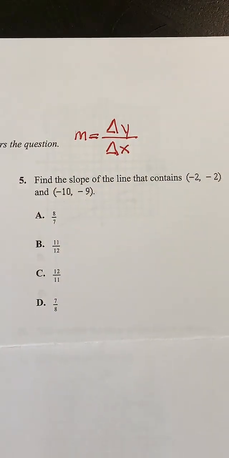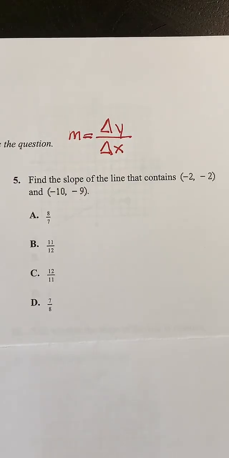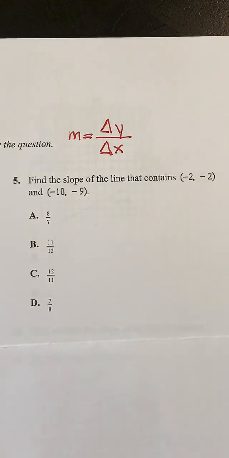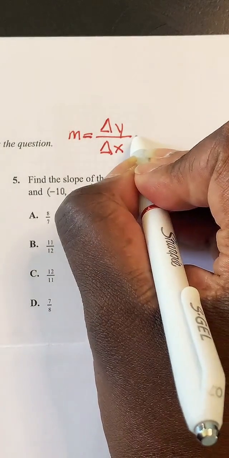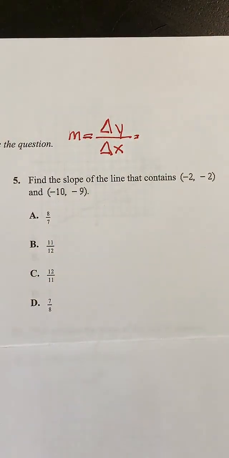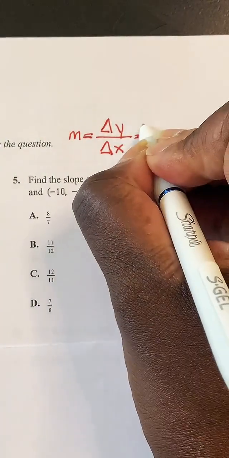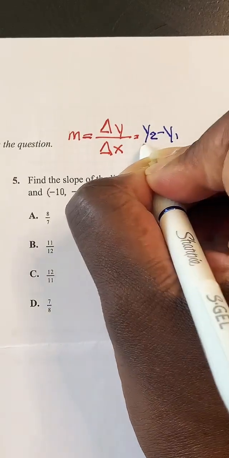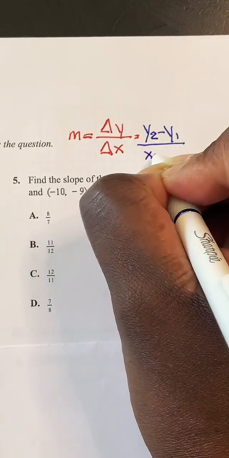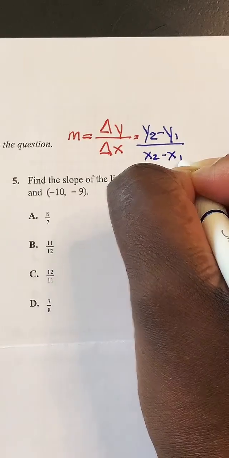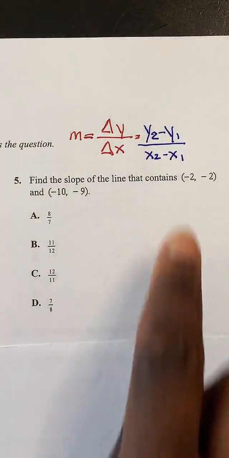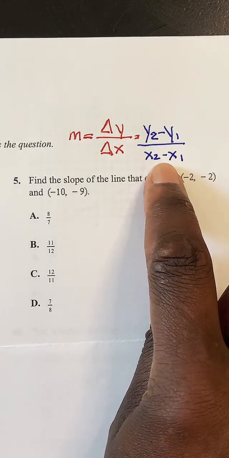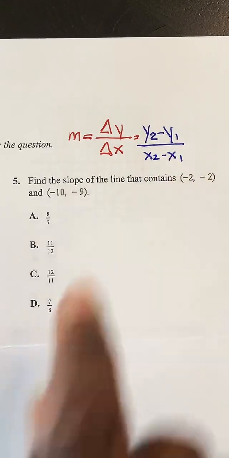The reason why I just leave it as change of y over change of x is that it's basically your difference, and it all depends on how you want to view it. I know the traditional way of viewing it, I'm going to put that in blue, is usually y sub 2 minus y sub 1 over x sub 2 minus x sub 1. But this is what happens: you do it okay for the y's, but then you screw it up for the x's. And that's what's killing you guys.